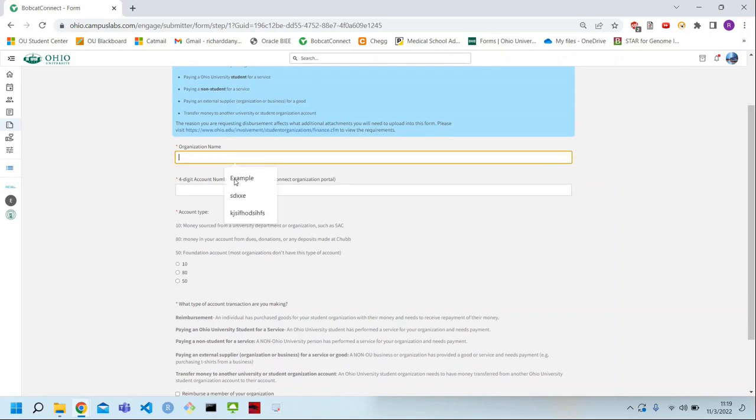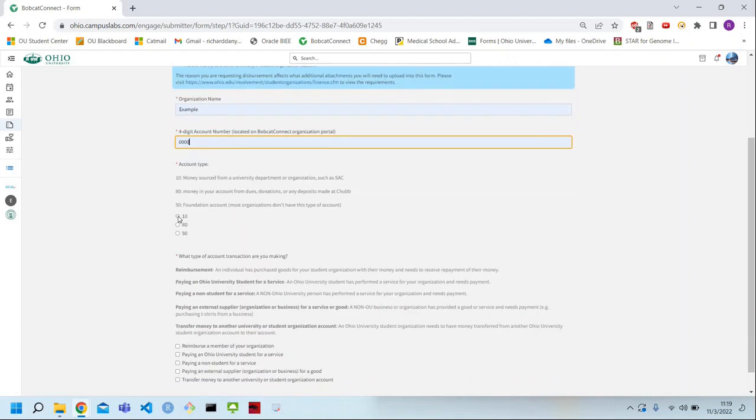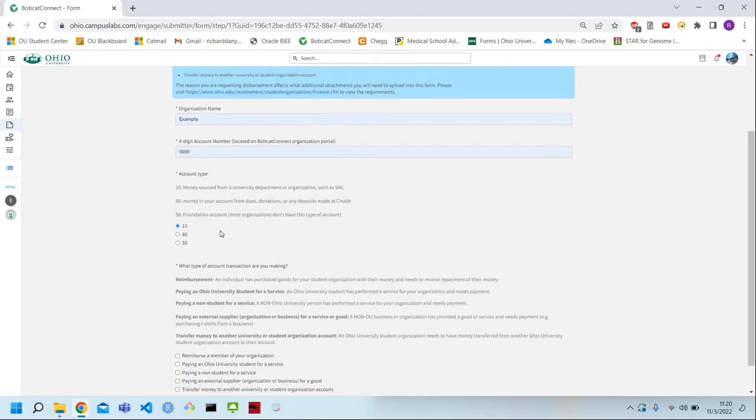We're going to want to make sure that we put in our organization name and our 4-digit account number. And we're also going to want to select what account we want to pull the money from. If you are unfamiliar with your 4-digit account number, or you don't quite understand the different accounts that you have, or if you have multiple accounts, then you should look at the training module for the Oracle Business Intelligence and the account information and the financial information.